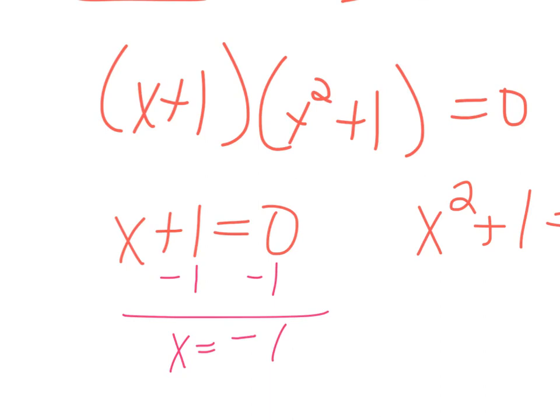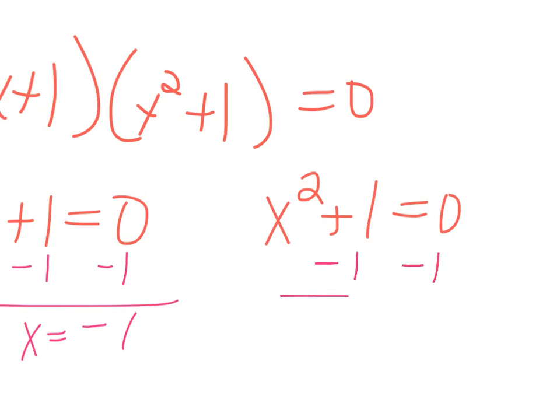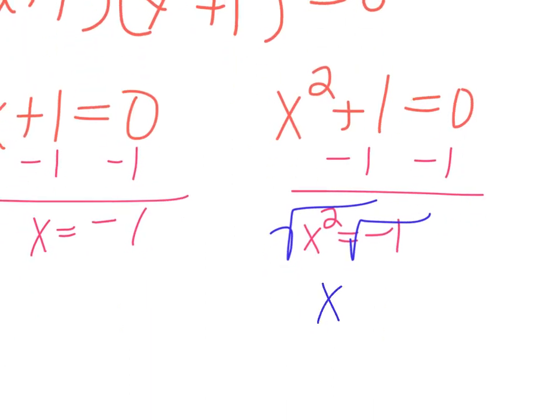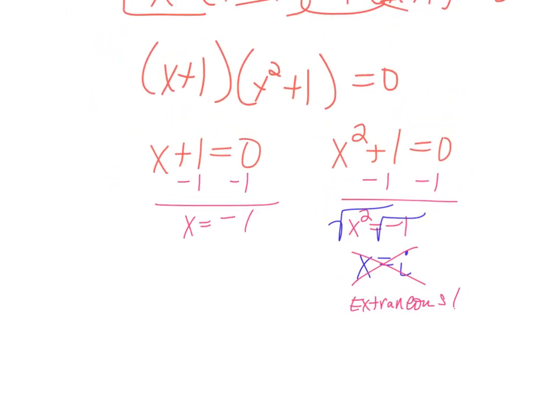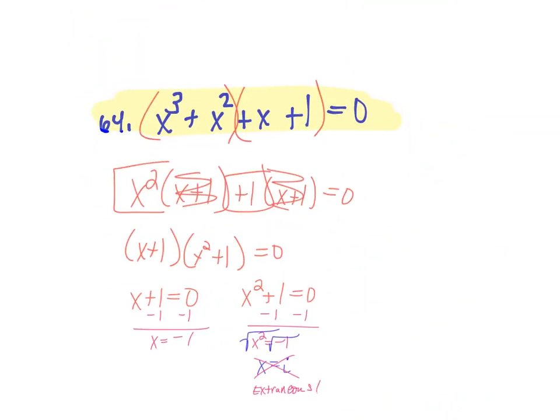Agreed? All right, the second one, I'm going to subtract 1 from both sides. X squared equals negative 1. Good, Christian. If I square root, I have x equals the square root of negative 1. It's imaginary. As soon as I see it's imaginary, what? It's extraneous. Good, it's extra. So I only have one number to plug in, and that's negative 1. So let's go check it over here.